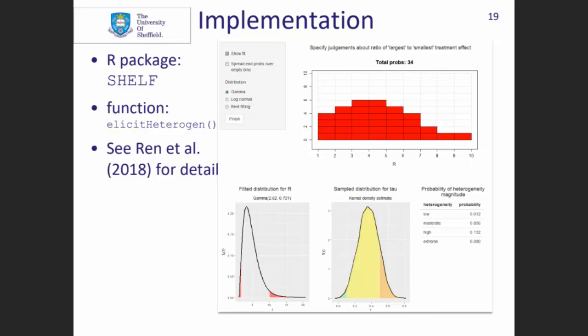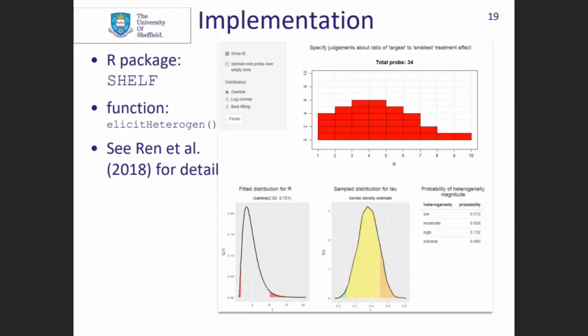It also provides feedback about the probability of heterogeneity being low, moderate, high, and extreme, given the elicited prior distribution for the heterogeneity parameter. And more details can be found in my paper there.